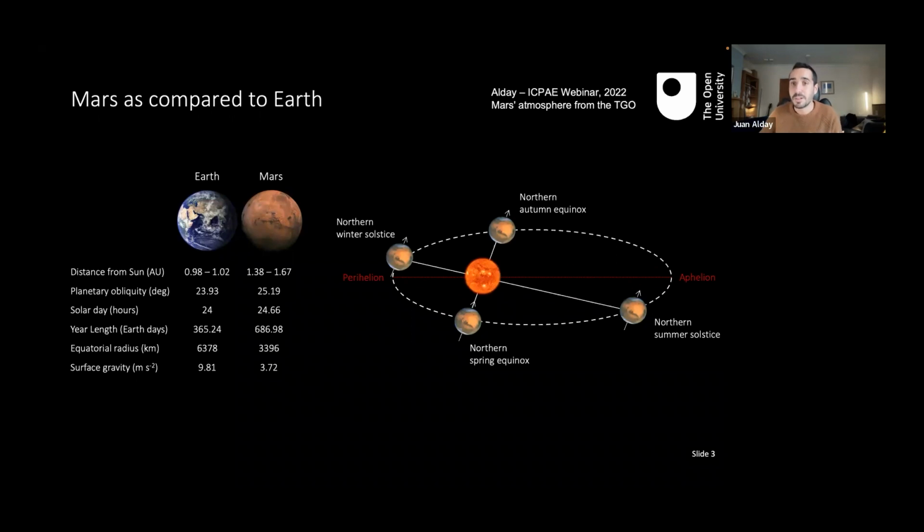And this is an important thing to note, because what we see with the Trace Gas Orbiter is that this change in the distance drives quite a lot of variations in the atmosphere. So we will get back to this.